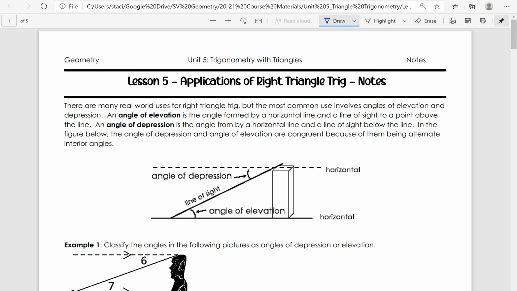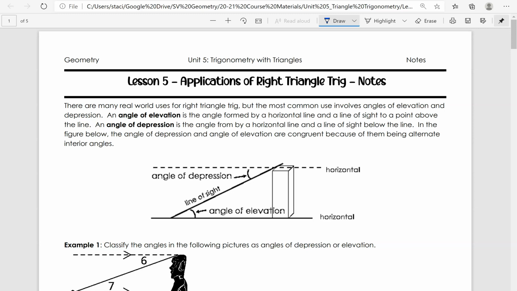All right, everyone, this is our last lesson dealing directly with right triangle trig. We're going to take what we've learned about setting up and solving trig equations and apply it to some real-world examples. And so to start, we need to review some terms that you may or may not have heard before. These two terms are probably the most commonly used applications with right triangle trig in a real world sense. And so they are angles of elevation and angles of depression.